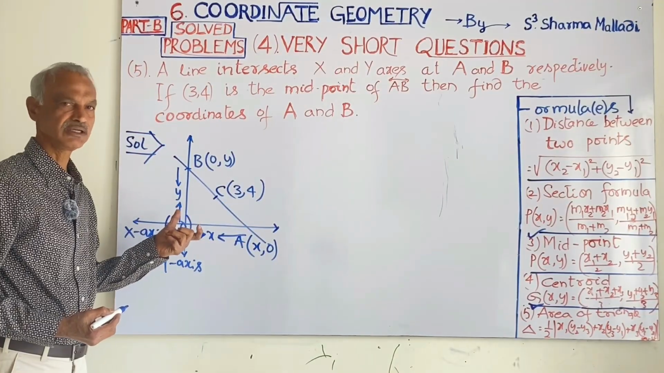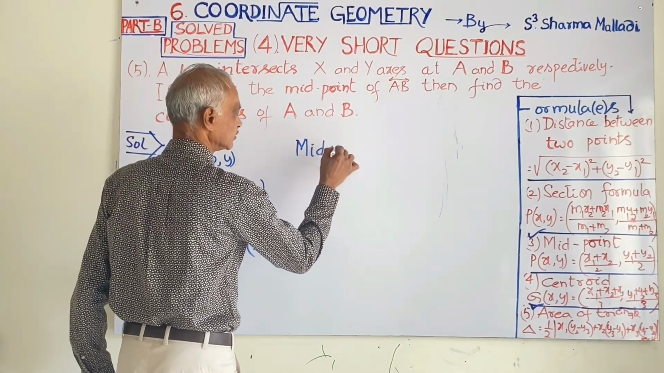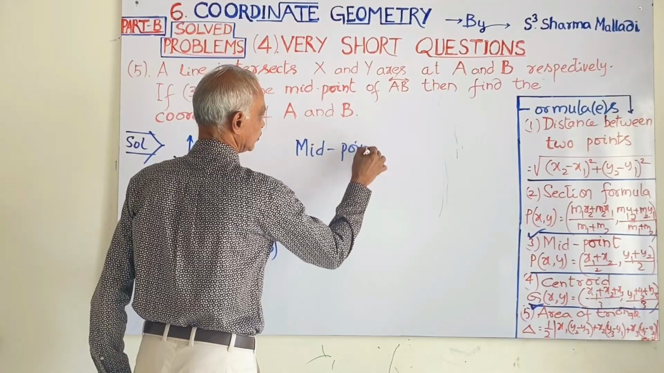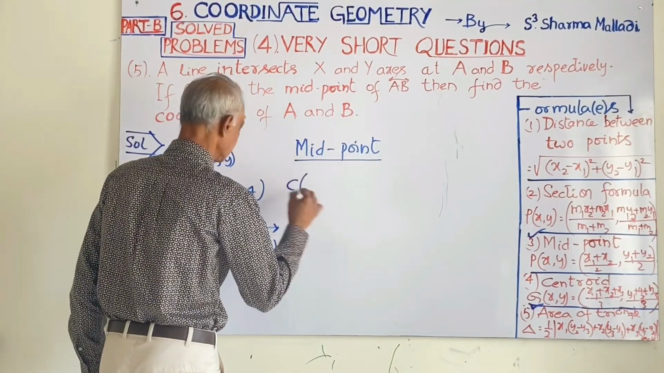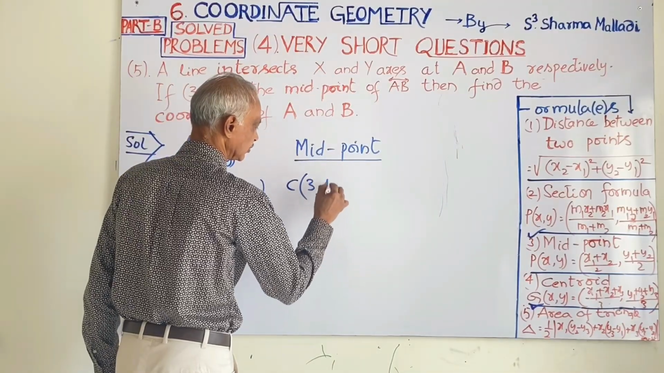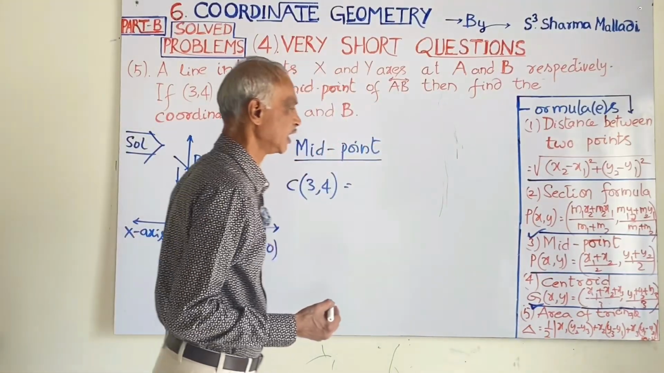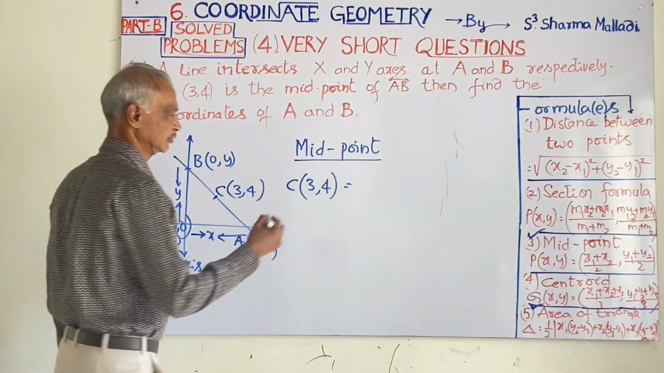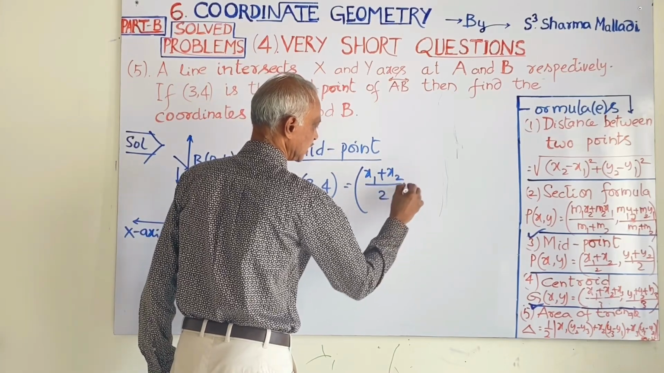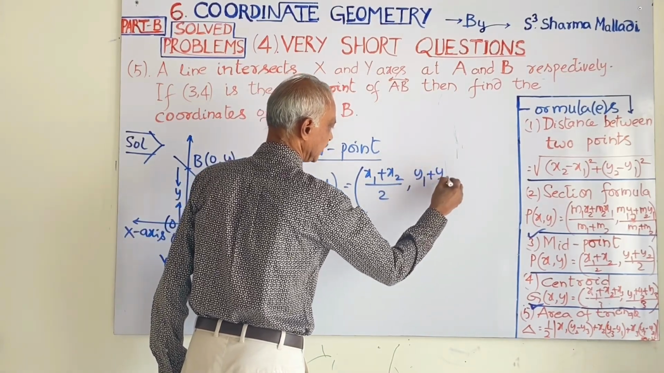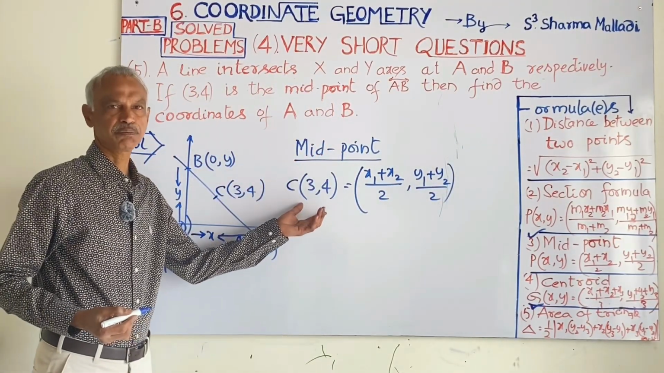This problem depends on midpoint. What is a midpoint? You write the formula for midpoint. Now what is the midpoint here? C is (3, 4). What is the formula for midpoint? (x1 plus x2 by 2, y1 plus y2 by 2). First you write the formula. Already midpoint we know.